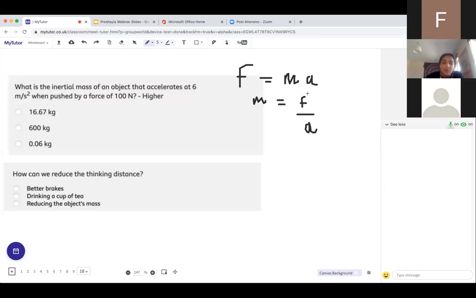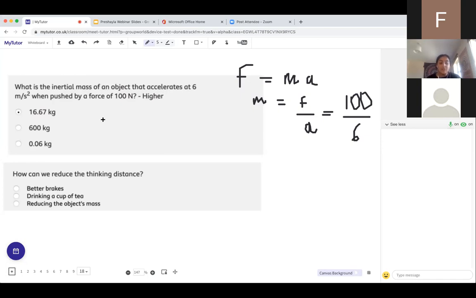Now, this is the equation that we use to calculate inertial mass, which is F divided by A. We have a force of 100 newtons, which we divide by 6. So when we do 100 divided by 6, we get 16.67 kilograms. Okay, so just a simple division of force divided by acceleration to find the inertial mass. This question could also be posed as what is the mass? Simply the mass. Okay, so we need to know that the two can be exchanged with each other.